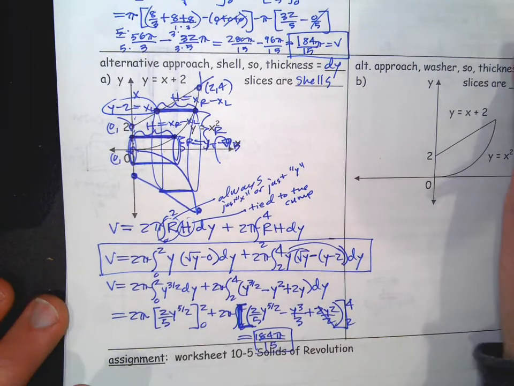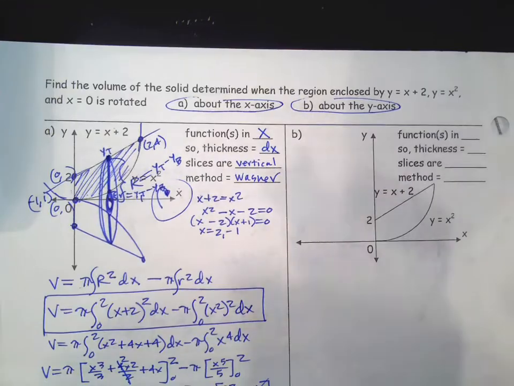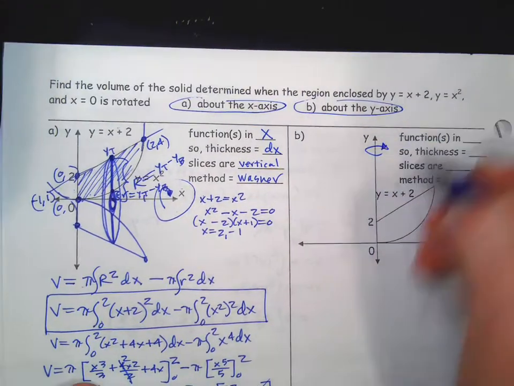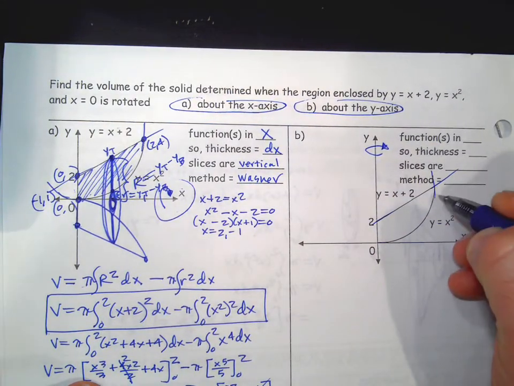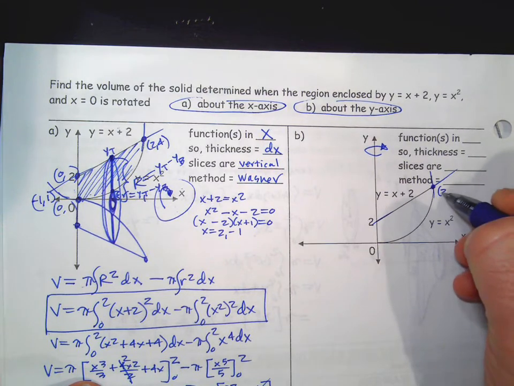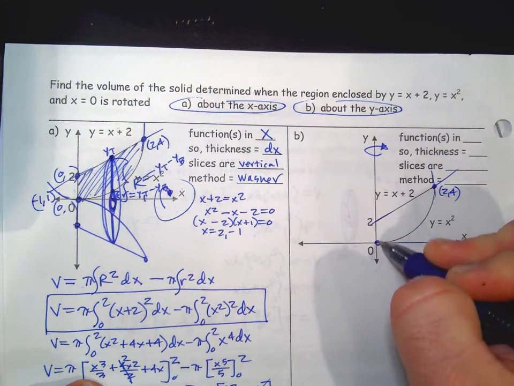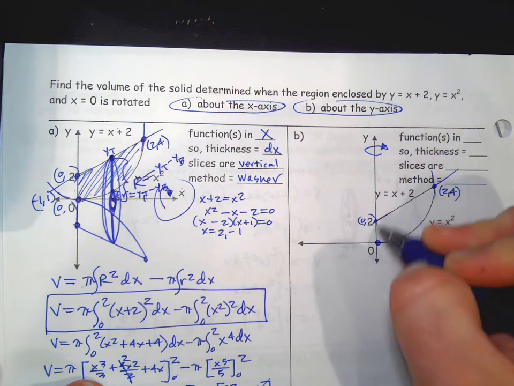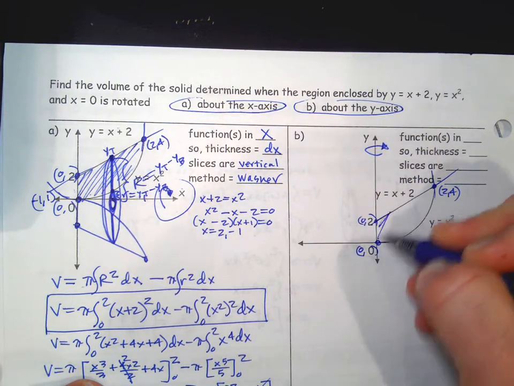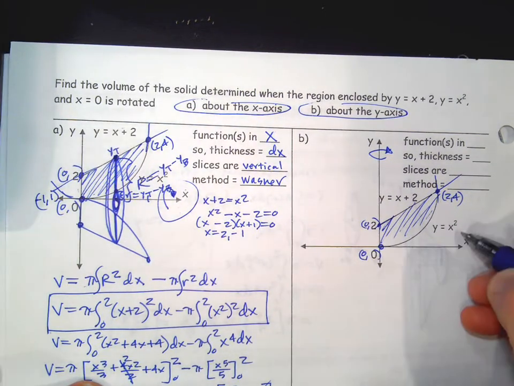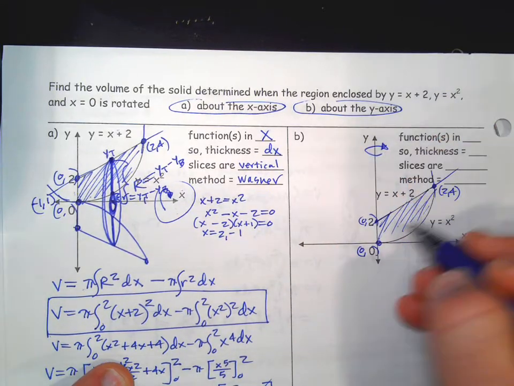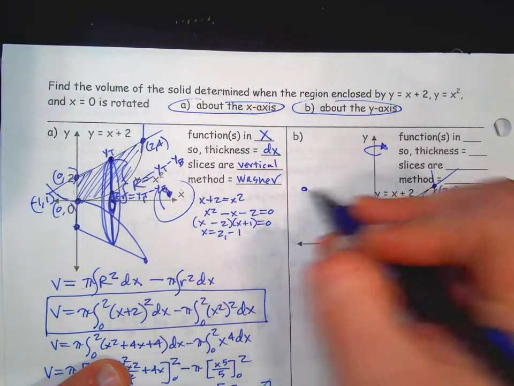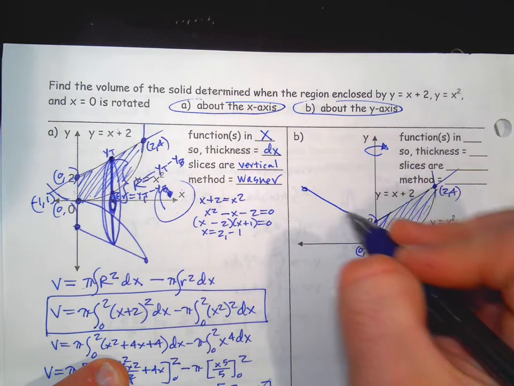Okay. Now over here, we're going to rotate around the y-axis. We're going to take the same functions, the same region. Okay, all the same values, same function, same region. But instead of spinning around the x-axis, we're going to spin around the y-axis. So when we draw the other half, we want to transfer these corners.